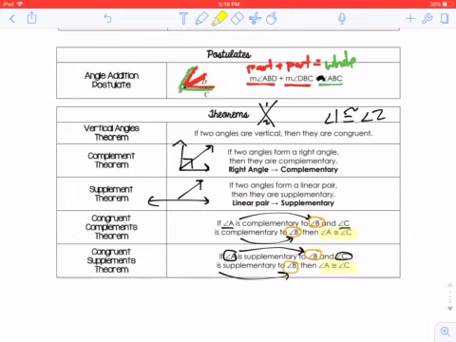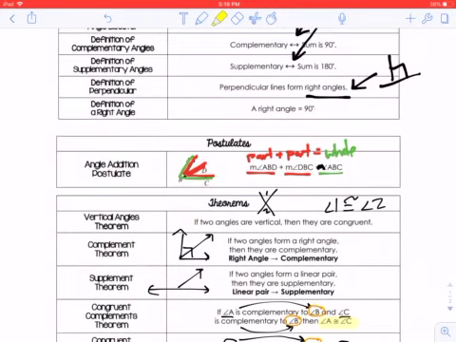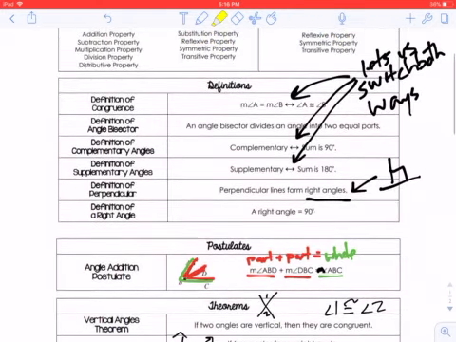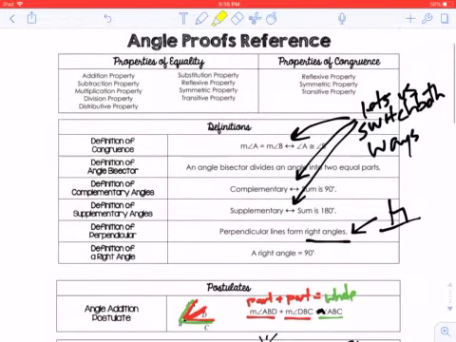So not anything we didn't already know. A lot of stuff we already knew going on here. It's just reminding ourselves what all these words mean. And this chart is very important. You're going to want to keep this chart with you while you're working on proofs.